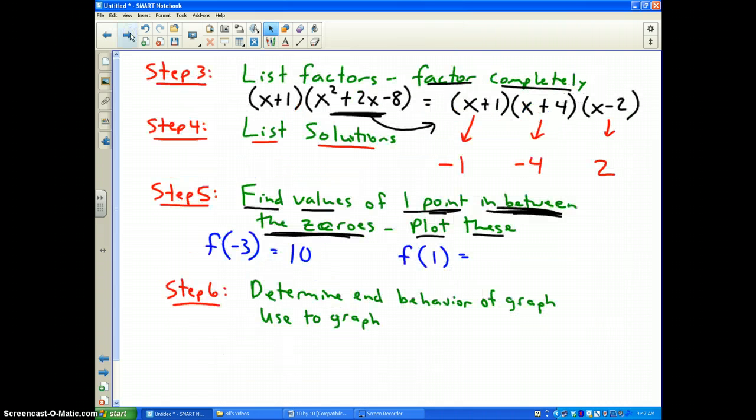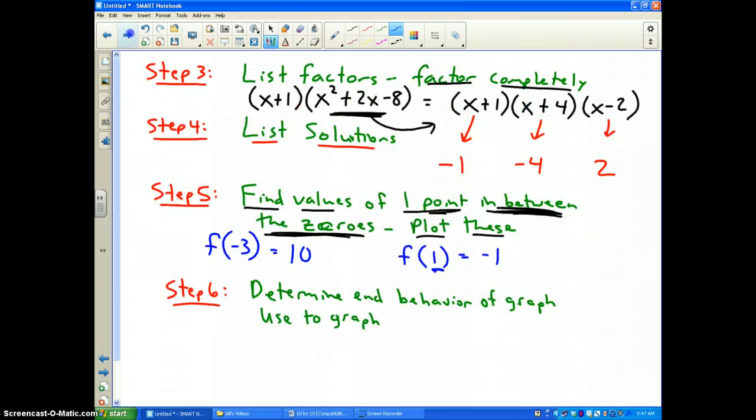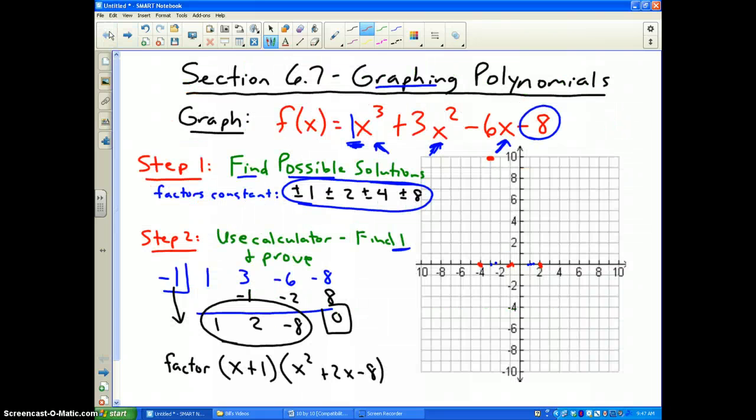Now let's try this again. Let's try the point when x is 1. So I'm going to go back to my function. I'm going to plug 1 in for all those x's. And I believe if you do that, you get an answer of negative 10 when you put 1 in there. And so 1, negative 10 will be another point on my graph. Oh, oops. That's going to be way, way down here. 1, negative 10. Way down there.